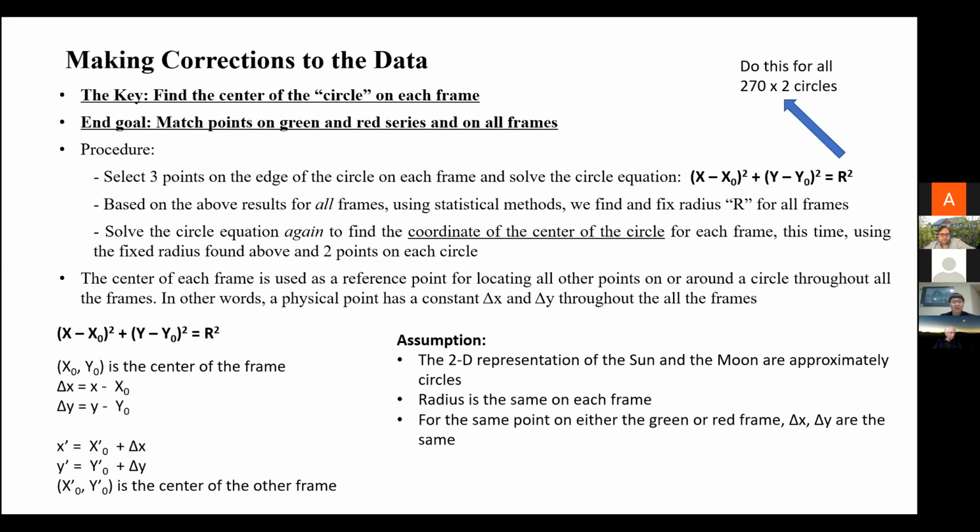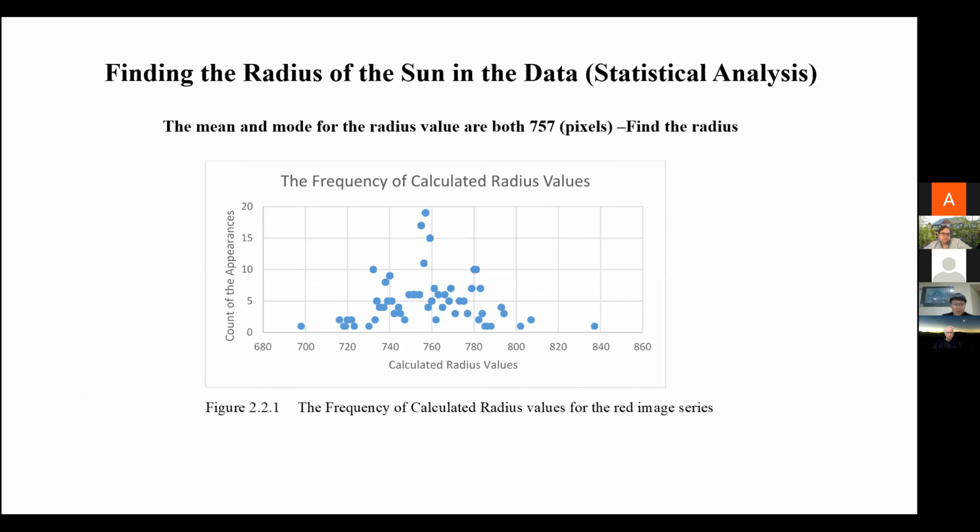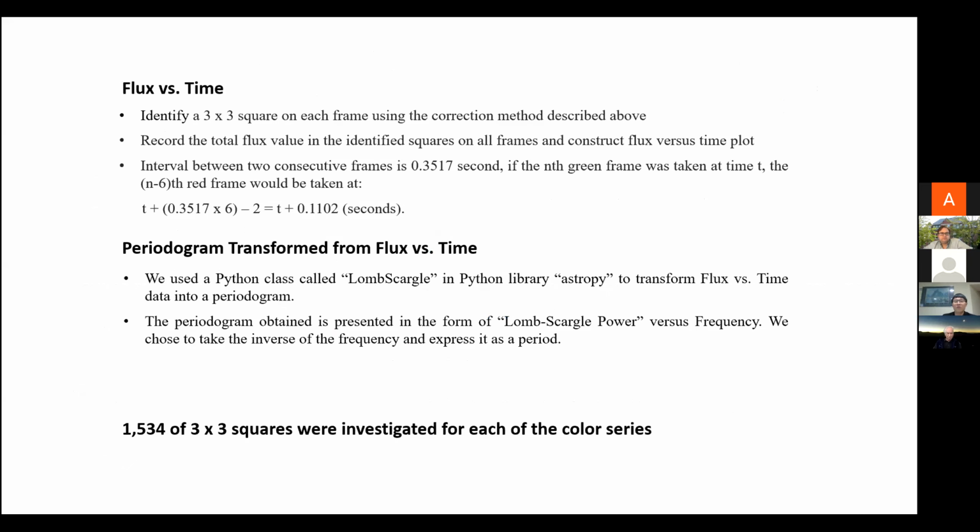So the key is to find the center of the circle for each frame, and we have to match the green and red series in all the frames. So we use the equation of the circle, and we use the assumption that the sun and moon are approximately circles as 2D representations. Because of time constraints, I won't go into our statistical analysis in detail, but we do perform some statistical analysis, and we fix the radius value for the pixels. And then we use Python and the AstroPy class LombScargle in the library to transform the data for flux versus time.